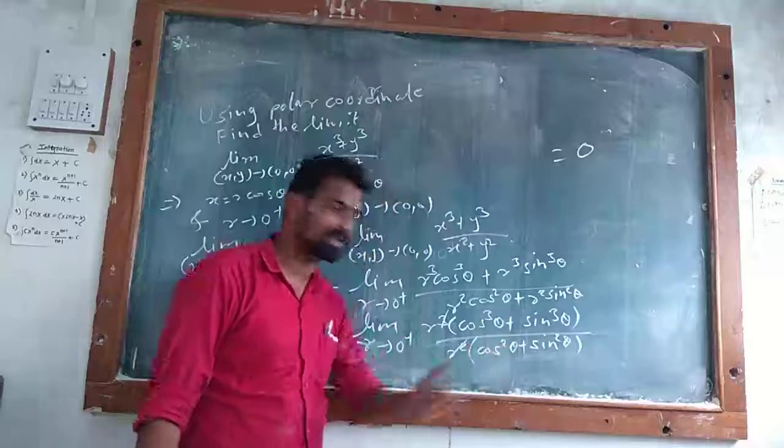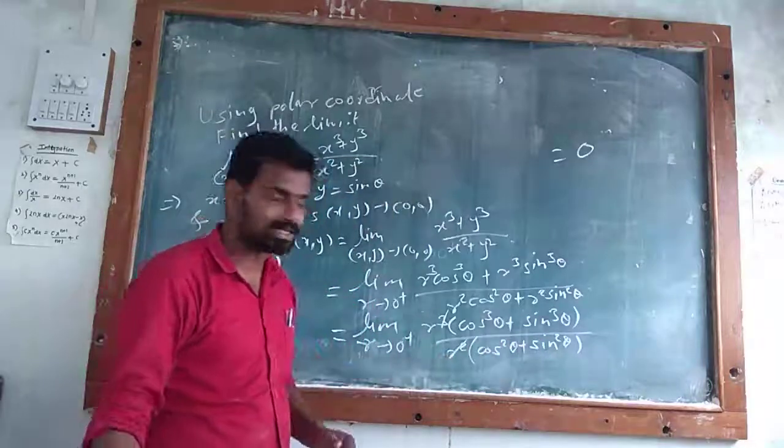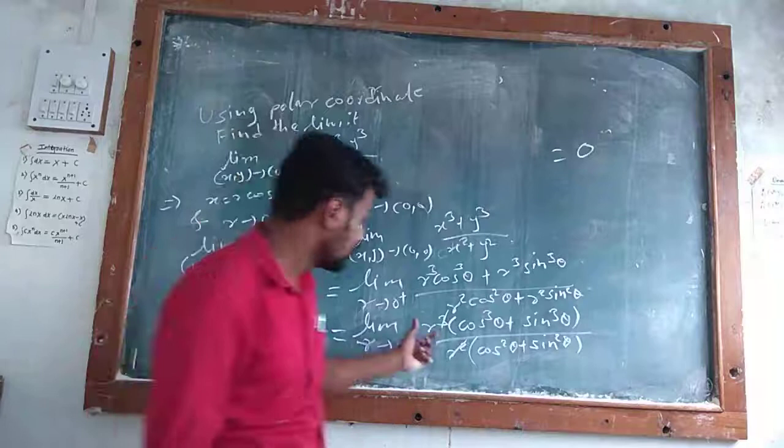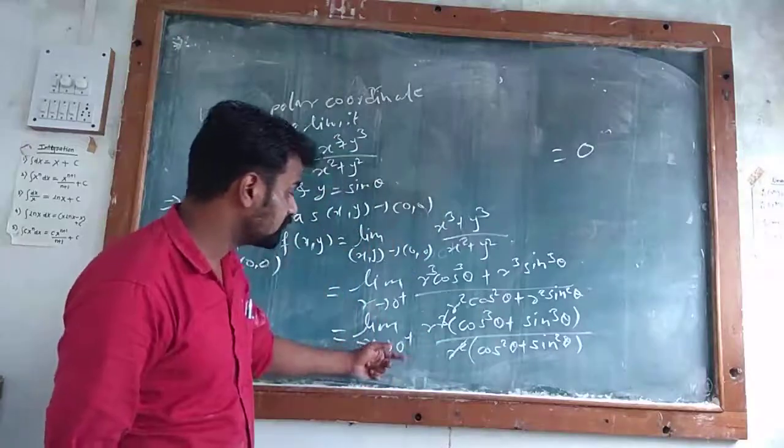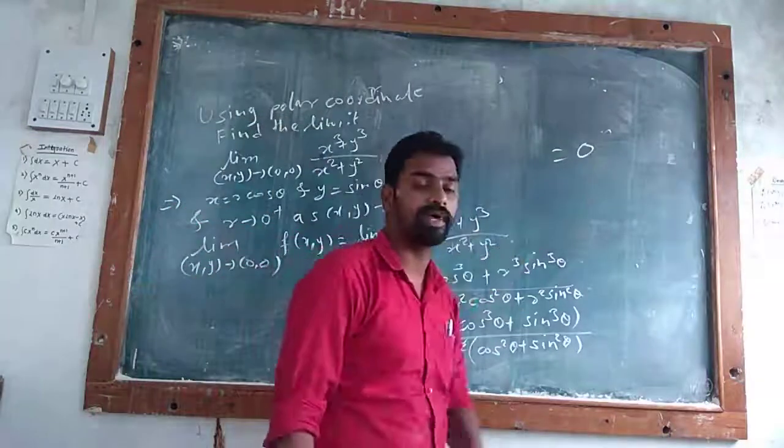Here cos square theta plus sin square theta is 1 and r square cancels. We have only r in the numerator. So if we take r tends to 0, then r goes to 0. Therefore, we have the answer.